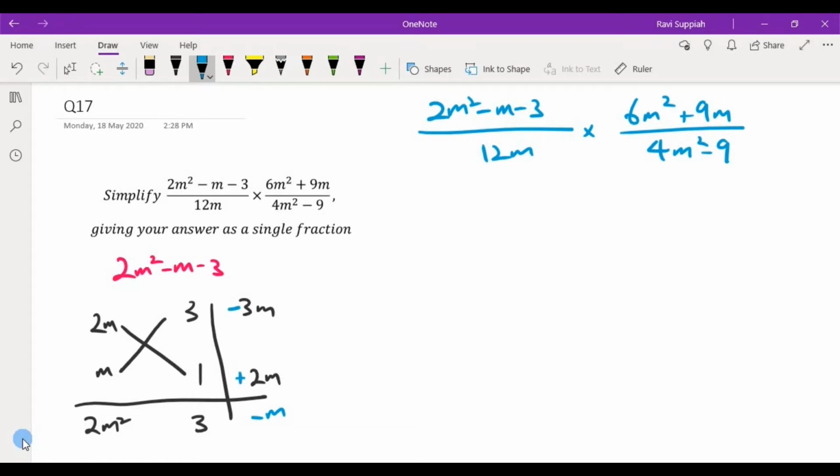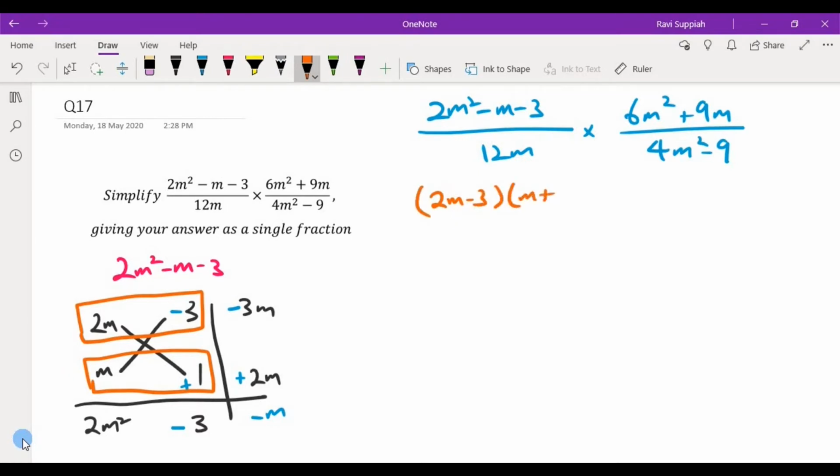So that's why I must put a plus sign here and a negative sign here, and negative 3 times positive 1 will give me negative 3. So it all matches up: 2m squared is here, minus 3 is here, and negative m is here. That is how you do the cross method for factorization. If you are comfortable with the box method or any other approach, that is fine. After you factorize, we know that the two factors are 2m minus 3 and m plus 1. So I'm going to write it here: 2m minus 3 and m plus 1 divided by 12m.